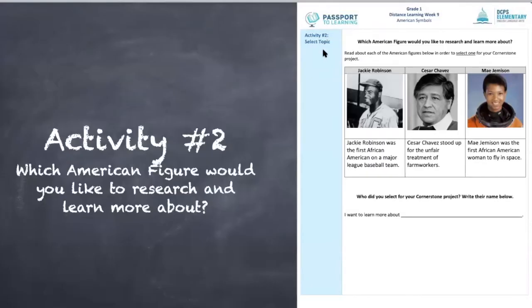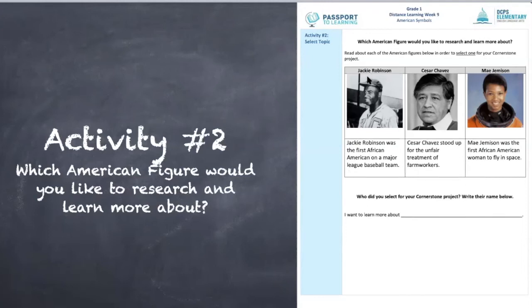Activity number 2, select topic. Which American figure would you like to research and learn more about? Read about each of the American figures below in order to select one for your cornerstone project. So you can select one of the 3 figures below. The first one is Jackie Robinson. Jackie Robinson was the first African American on a Major League Baseball team. The second one is Cesar Chavez. Cesar Chavez stood up for the unfair treatment of farm workers. And the third one is Mae Jemison. Mae Jemison was the first African American woman to fly in space.